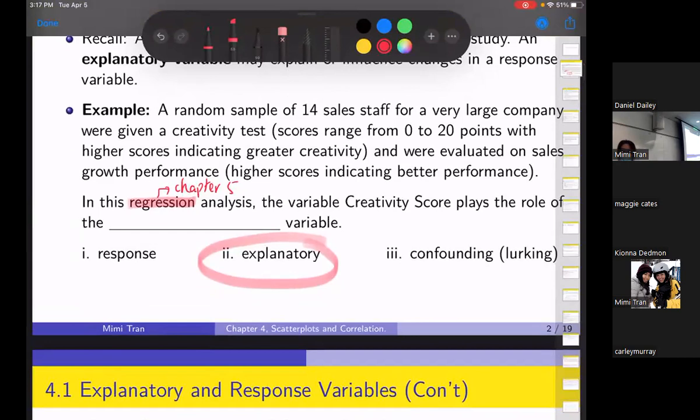Can someone remind me what the confounding variable is? Since from a long time ago. I call it lurking variable. But what is the confounding or lurking variable? People from the chat, you can answer. What does it do to the data set? Is it a bad thing or is it a good thing? Is it bad or good? So it's bad, right? It messed up your result.